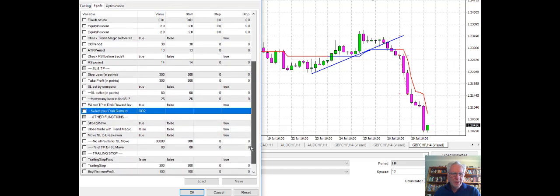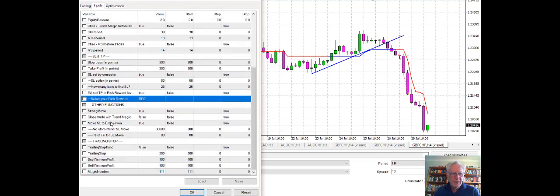And then of course there are things like moving your stop loss to break even at a certain point in time, trailing stops, and so on. So there's a lot of things here that you can set up for the expert advisor to do automatically for you. There are even things like close trade when the trend changes. So this is just a quick look at what this offers you.